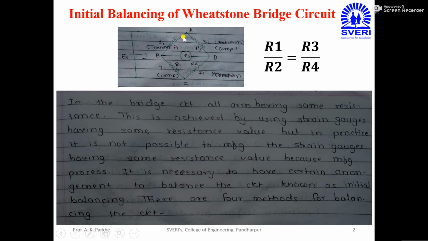For example, on arm number 1 strain gauge 1 is there, on arm number 2 strain gauge 2 is there, on arm number 3 strain gauge 3 is there, and on arm number 4 strain gauge 4 is there. If all the strain gauges have the same resistance value, for example 350 ohm, then this Wheatstone bridge circuit will show a 0 reading before the application of load or before the application of movement.